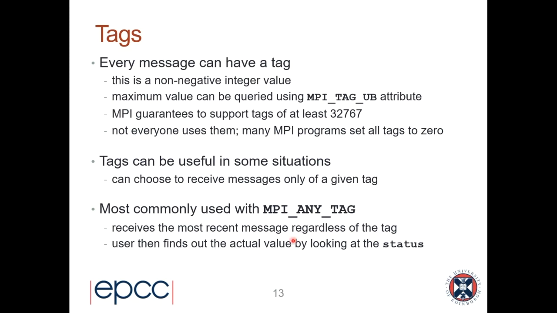There's some advice in the standard, but tags are only useful if you do wildcarding. Without wildcarding, tags are useless, because if I send a message with tag 3, the receiver has to know the tag is 3, so I've not done anything. So they're most commonly used with MPI any tag, but actually, because of message order preservation, most MPI programs don't use tags. You have to specify one, so you just have a global default of 0, for example. I use them occasionally, but in practice, message order preservation typically helps you here.